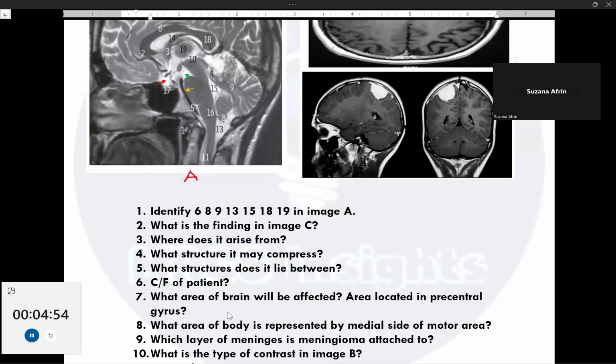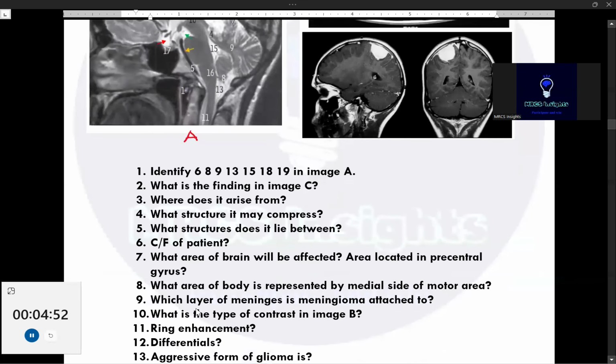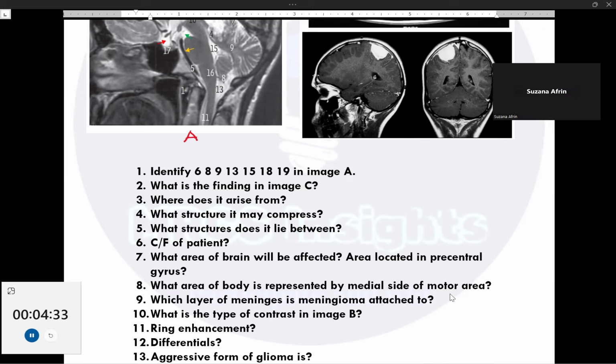Okay, no problem. Now tell me what area of the body is represented by the medial side of the motor area? I would like to pass. Okay. Which layer of the meninges is the meningioma attached to? Dura.